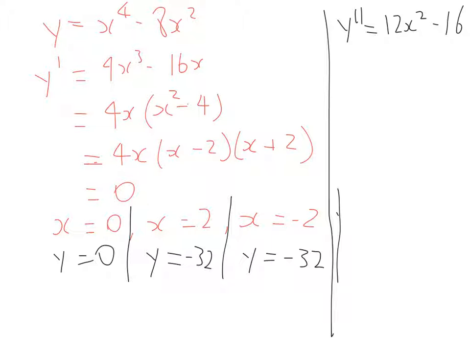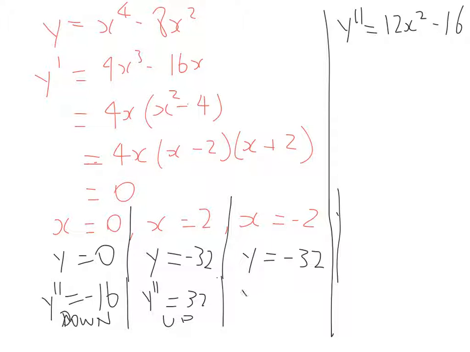Well, let's go and substitute in our x values now. What we end up with is, when x equals 0, y double dash equals -16, and that means our curve is concave down. When x equals 2, y double dash equals 12 times 4, 48 minus 16 is 32. That means it's concave up. And because, again, we've got only even powers here and a constant, we end up with it also being 32, and it's also concave up.